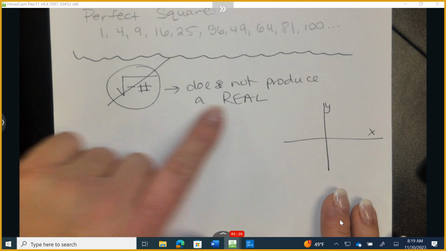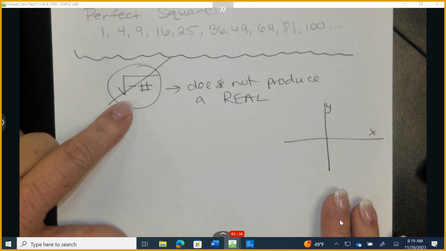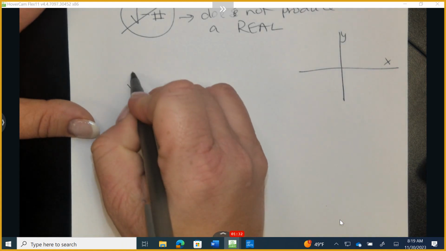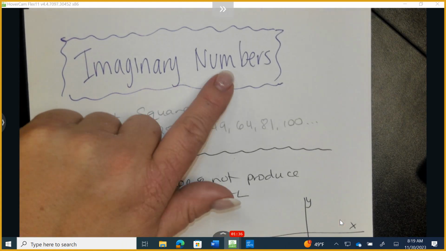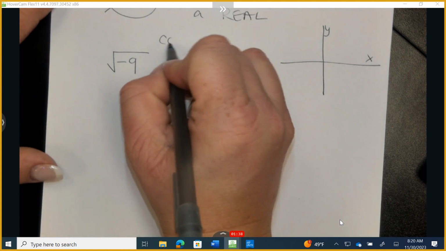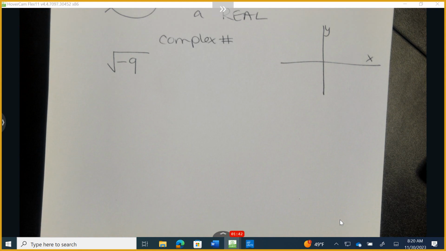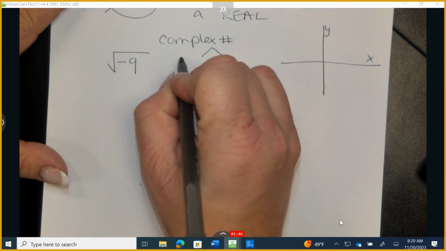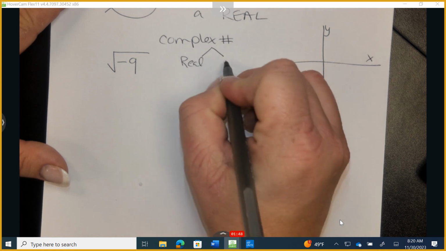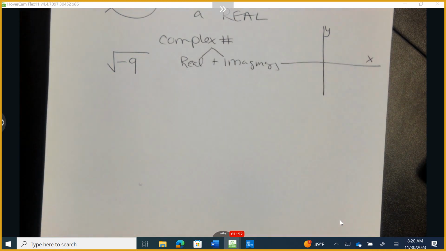So how do we actually then go ahead and evaluate something when it has a negative inside? So let's start again with the square root of negative 9. Today we're going to learn about imaginary numbers. Imaginary numbers are a part of a new number called a complex number. A complex number has two portions to it. It has a real portion and it has an imaginary portion. And together it makes a complex number.